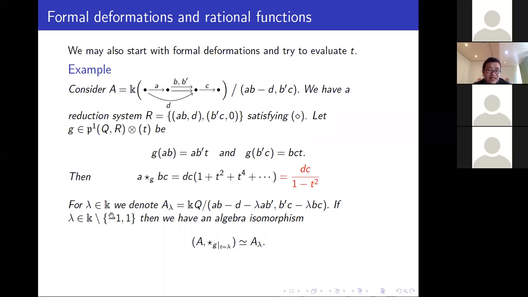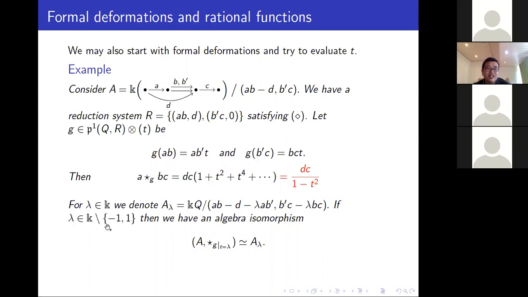Okay, and we can take a value for lambda to be any scalar, and now we denote the algebra given by the new quiver with new relations here. Originally we have AB minus D, but here we should add this one, and then we take T to be lambda, so we get this. And for this one, now B prime C is reduced to lambda BC, so we get this new ideal.